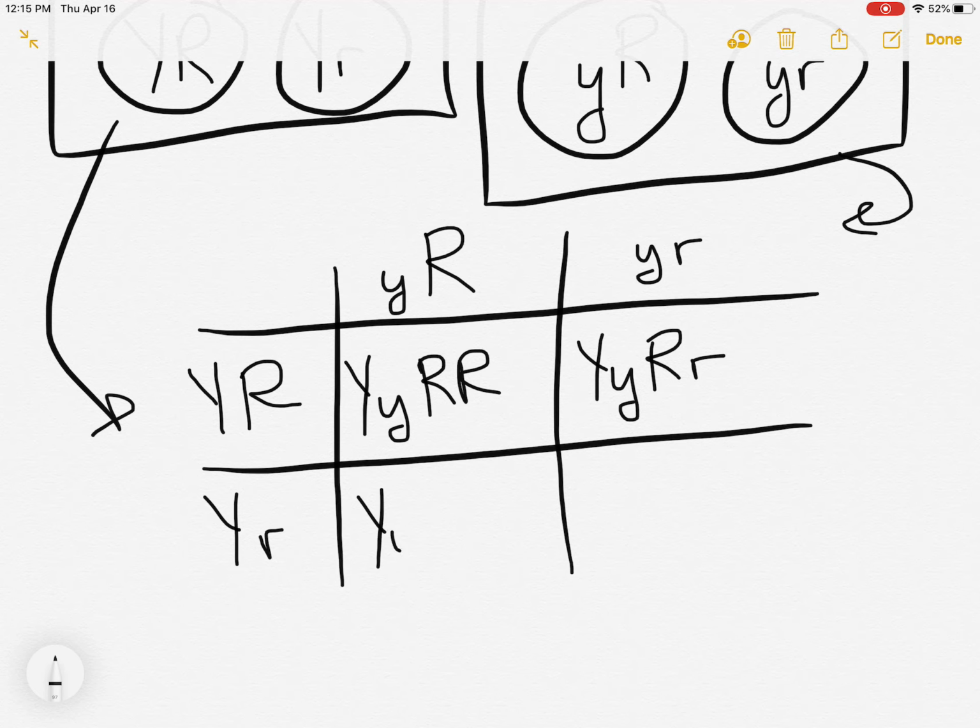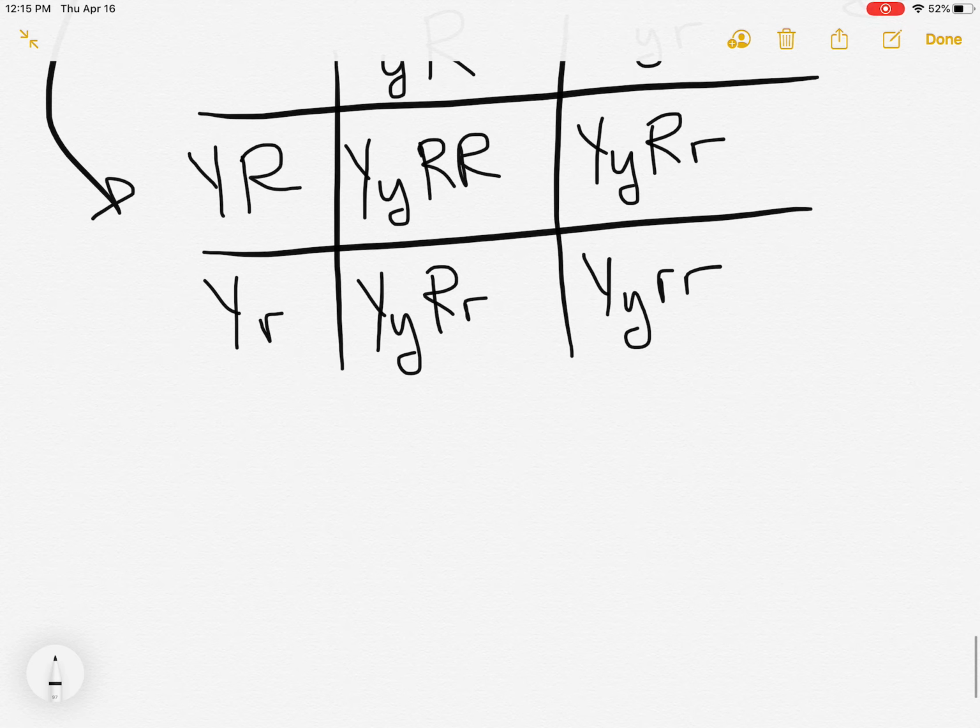Big Y, little y, big R, big R. Big Y, little y, big R, little r. Big Y, little y, big R, little r. And then big Y, little y, two small r's.